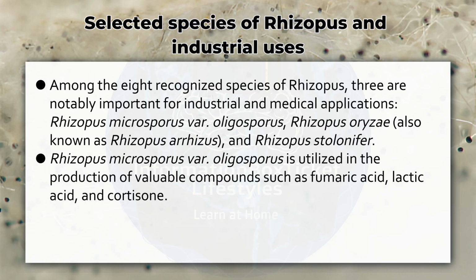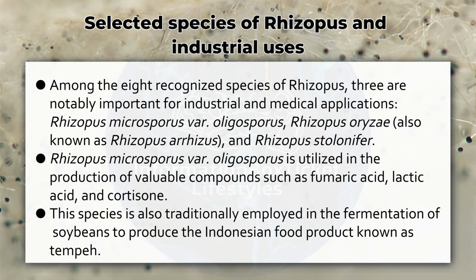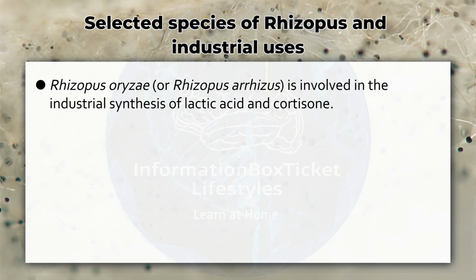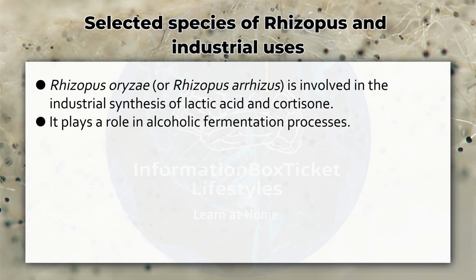Rhizopus microsporus var. oligosporus is utilized in the production of valuable compounds such as fumaric acid, lactic acid, and cortisone. This species is also traditionally employed in the fermentation of soybeans to produce the Indonesian food product known as tempeh. Rhizopus oryzae, or Rhizopus arrhizus, is involved in the industrial synthesis of lactic acid and cortisone. It plays a role in alcoholic fermentation processes.